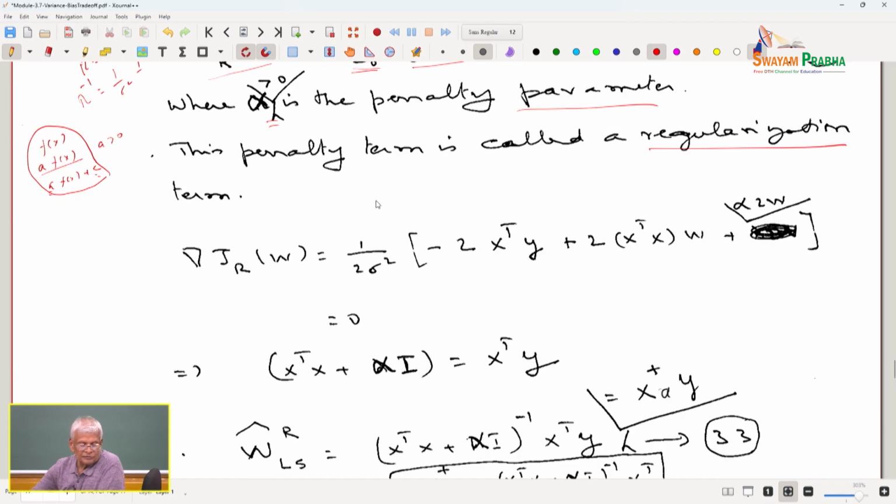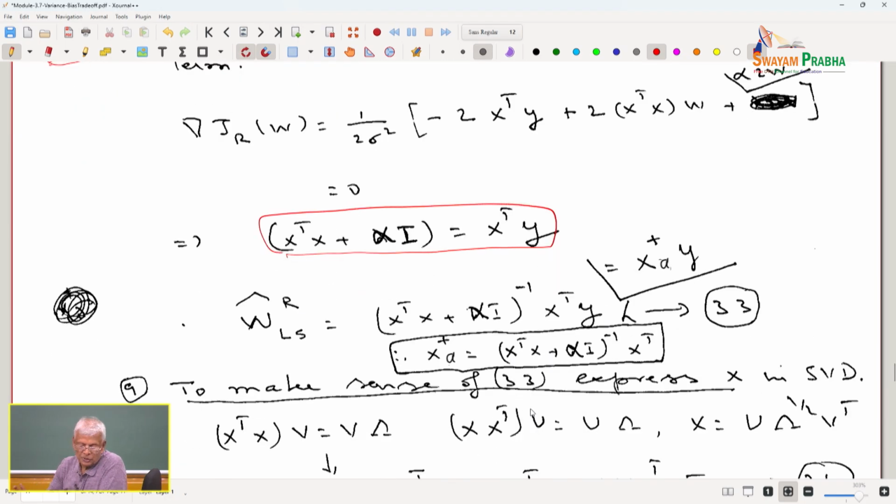So, the gradient of this objective is 1 over 2 sigma square times... Look at that, there is a 2, there is a 2, the 2 gets cancelled, that is what I talked about. I equate this to 0, and I get a new form of normal equation. So, this is the normal equation: (x transpose x plus alpha I) w is equal to x transpose y. So, that gives you the ridge regression based least squares estimate: x transpose x plus alpha I inverse x transpose y.